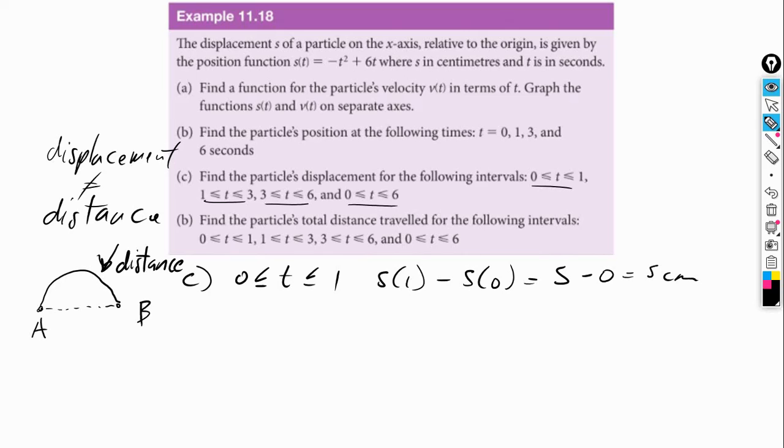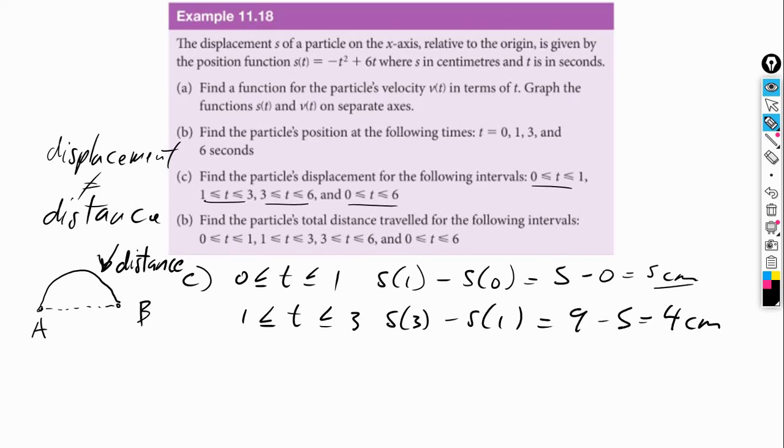Okay, so the next interval is from 1, including 1, to 3. That would be the position after 3 seconds minus the position after 1 second. We had calculated that after 3 seconds, the position was 9, and we know that at 1 second it was 5. So that means that the displacement was 4 centimeters. Notice there's a reduction in the amount.